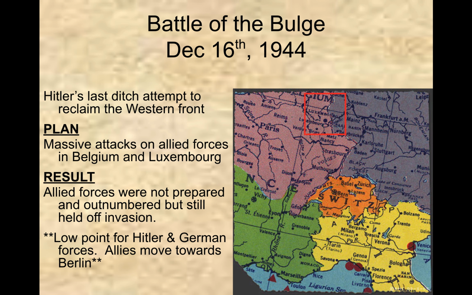There were massive attacks on the Allied forces in Belgium and in Luxembourg. See where that square is on the map? That is where they started to push through. The Allied forces weren't prepared and were outnumbered, but they held off the invasion. It made a bulge in the line, so basically what happened was the line ended up making a bulge in the middle so that it seemed like they were going to be broken, but it never broke. It was a huge low point for Hitler because we brought in reinforcements, stopped the offensive, and then started pushing the Germans back, and they had to retreat.